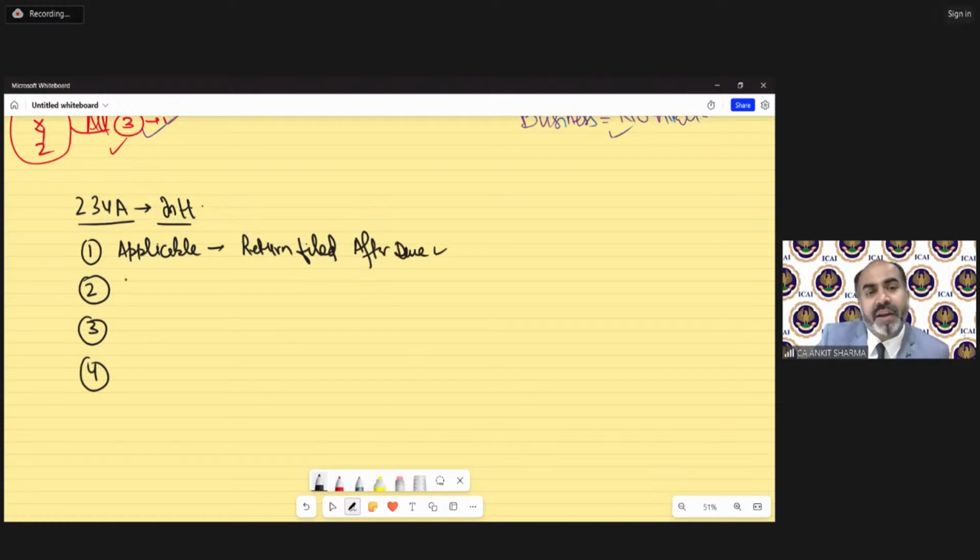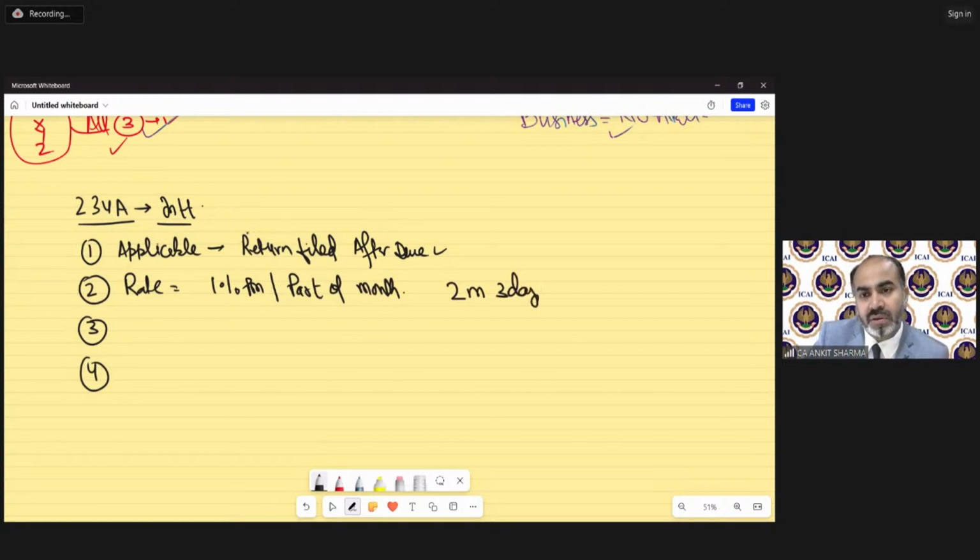Now the second is the rate of interest. The rate is very simple: 1% per month or part of the month. When I say part of the month, it means if we are delayed in filing the return of income by, suppose, 2 months and 3 days, then the rate of interest will be 3%. If you are delayed even by one day, that will be considered a full month. So 3% will be charged for 2 months, 3 days. Clear?